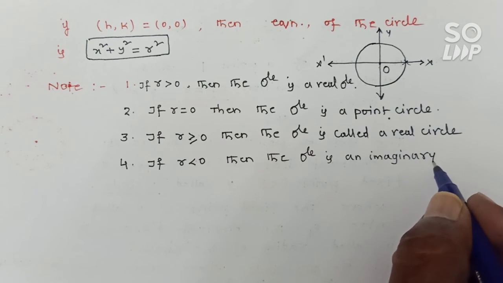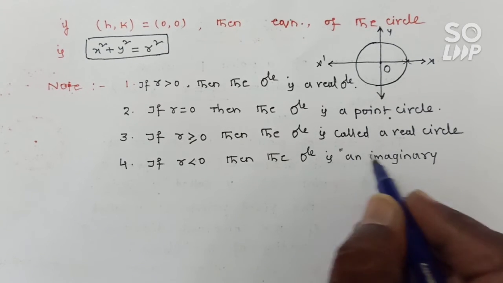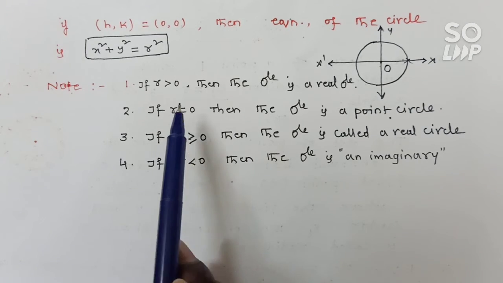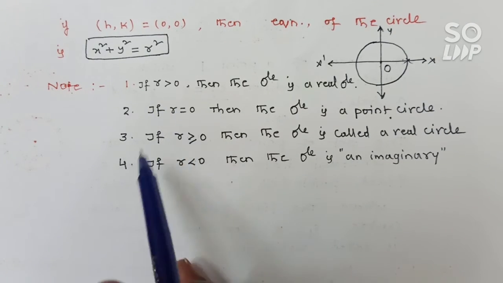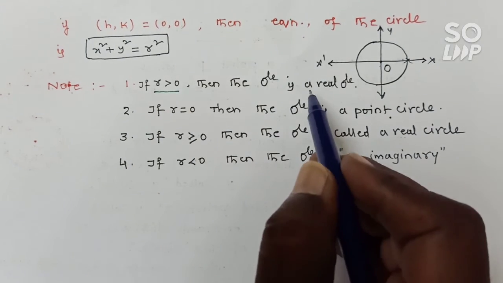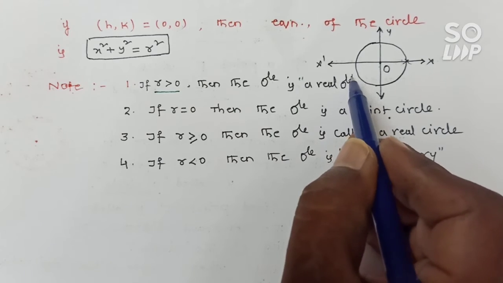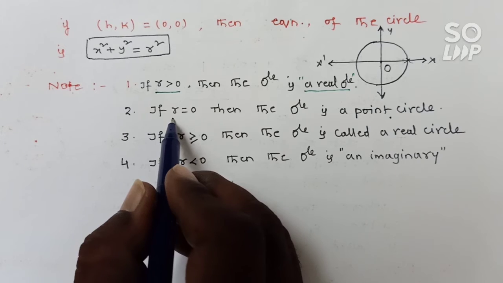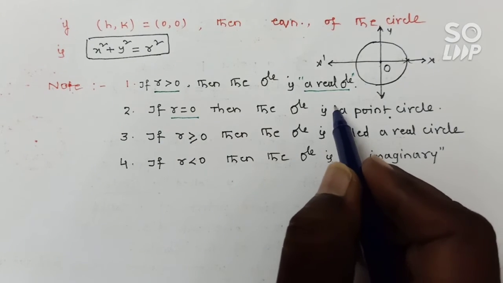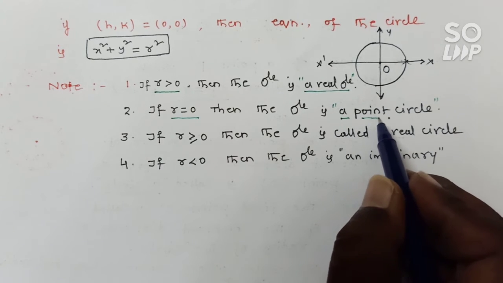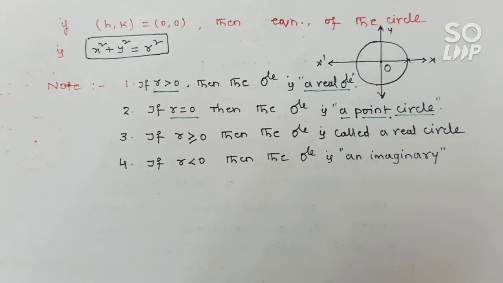So these are the different types of conditions. The first one is that, once again, all of you look at this one. If r is greater than 0, the circle is a real circle. If r is equal to 0, then the circle is a point circle. This one is a point circle.